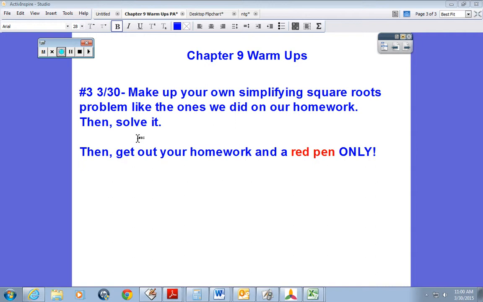Okay, so warm up. You've got 2 to 3 minutes to do the warm up. I'm going to go ahead and move on to the homework, so the substitute can hit pause right now and give you guys 2 to 3 minutes to finish the warm up, and then as soon as you guys are done with that, we're going to move on to the homework.